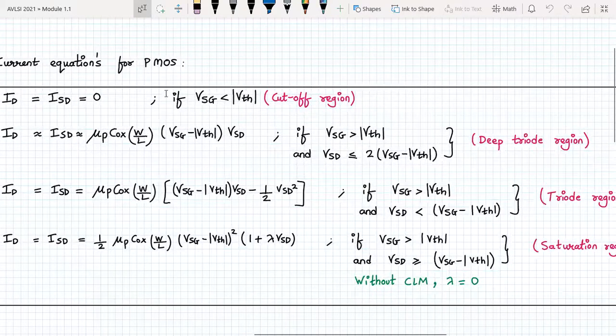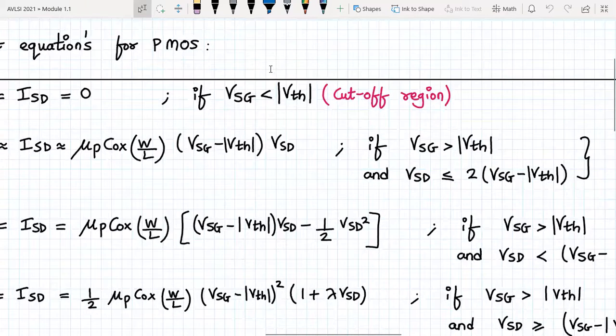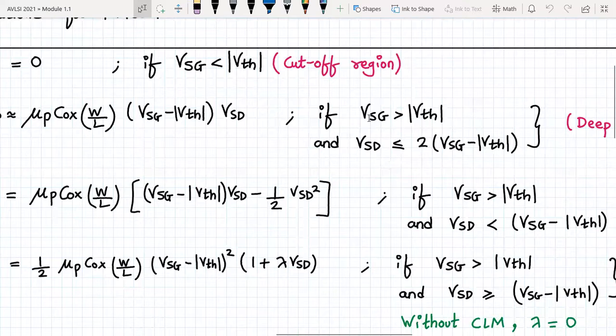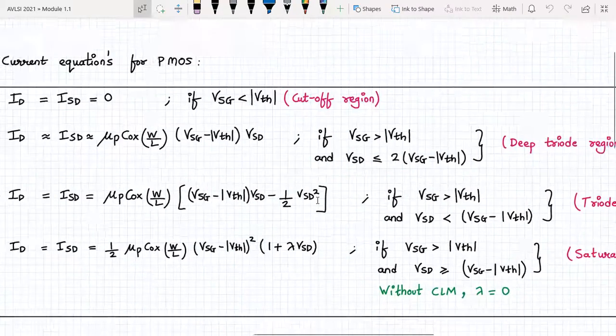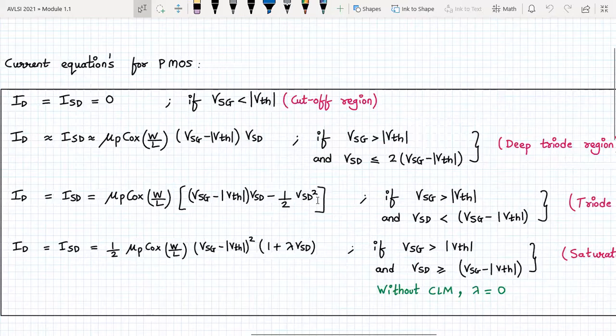Now the current equations are almost the same with minor changes. Instead of IDS, we call it ISD. Instead of VGS, we call it VSG. And VTH is negative, of course. So all the conditions remain the same. You just replace VGS with VSG and VDS with VSD. And VTH will be mod of VTH. Rest all the conditions remain the same as per the NMOS transistor.